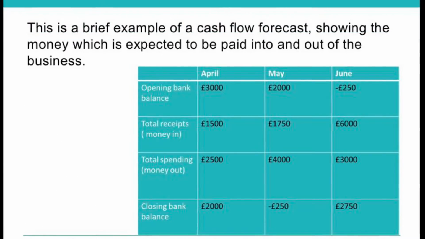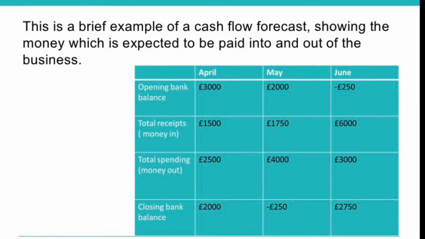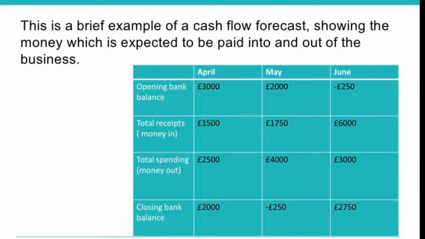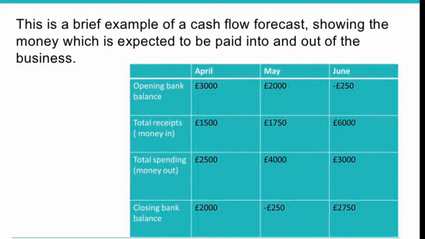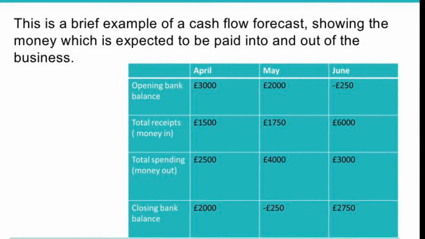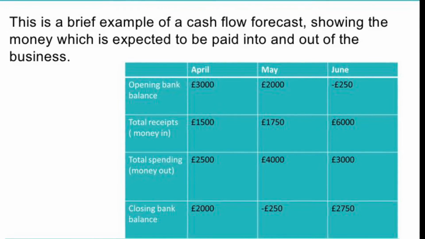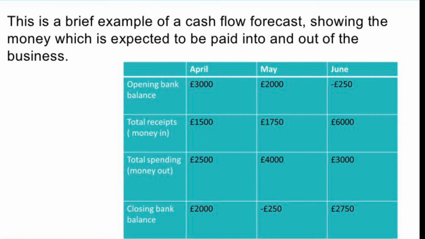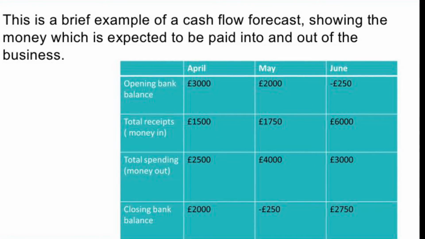So here is an example of a cash flow forecast showing the money which is expected to be paid into and out of the business. So the opening bank balance is what the business starts off with, and the closing is what the business is left with at the end of that financial year. Again, as you can see, there's total receipts, so the money coming in, and the total spending, which is the money going out. So it's really important you know how to work these out.